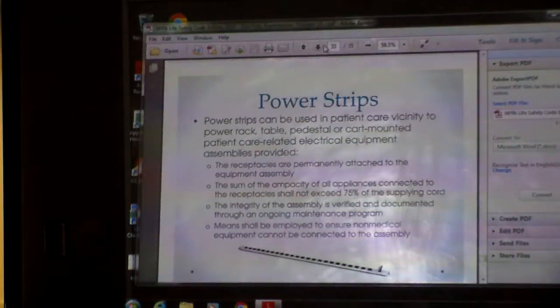It has to be verified and documented that that's integrity, safe, and there has to be a means to ensure that nothing non-medical can be plugged into that. And I'm not real sure how you would ever do that unless you plugged everything but the one someone was plugged into.